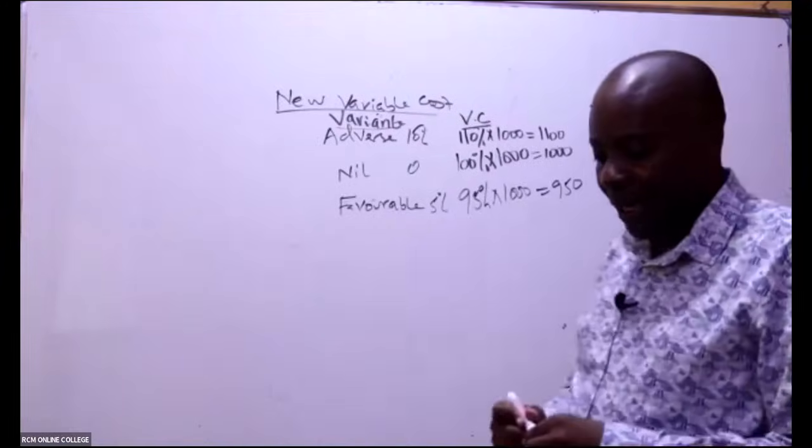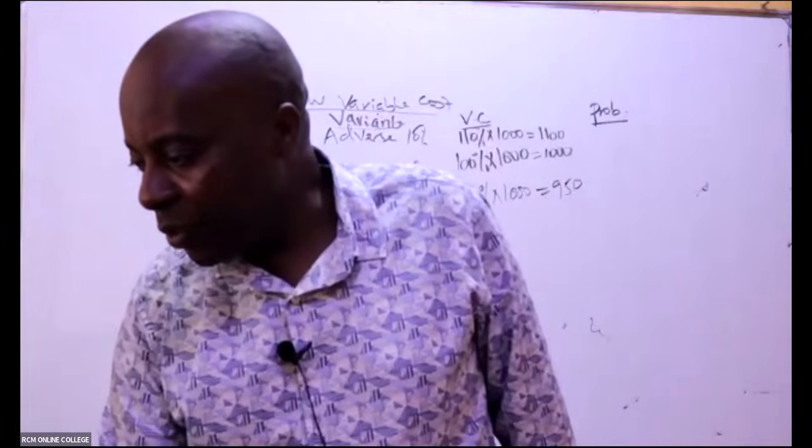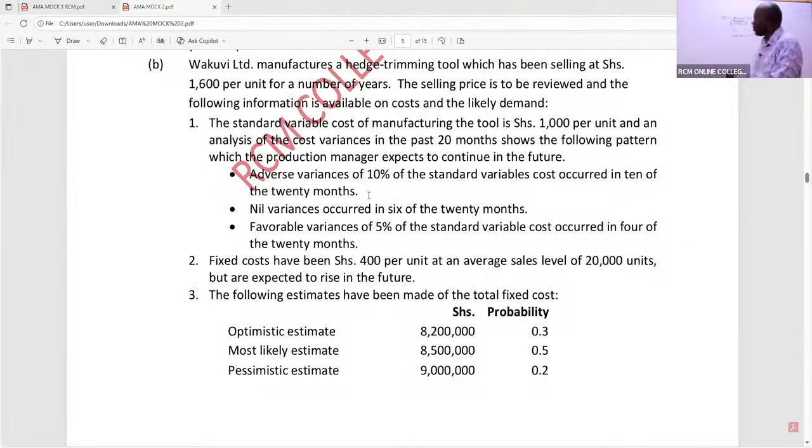They told us that adverse has been encountered how many times before? Adverse, 10 of the 20 months, 10 over 20, which is the same as 0.5. How about these nil variances? 6 of 20, 6 over 20, which is 0.3. And then lastly, favorable variances, 4 over 20, which will be 0.2, giving us 1.